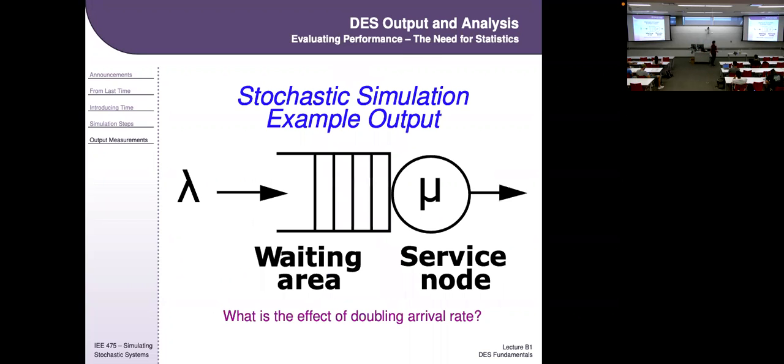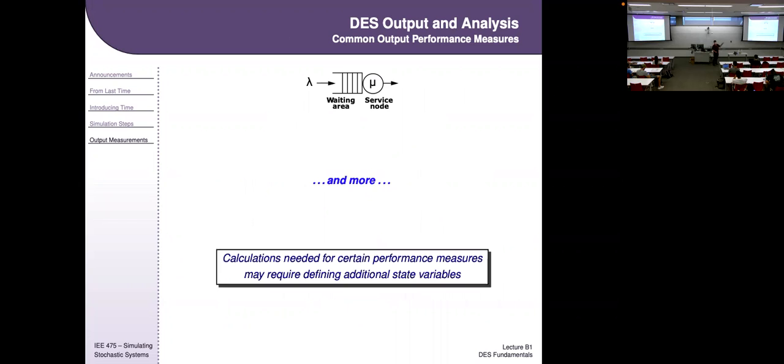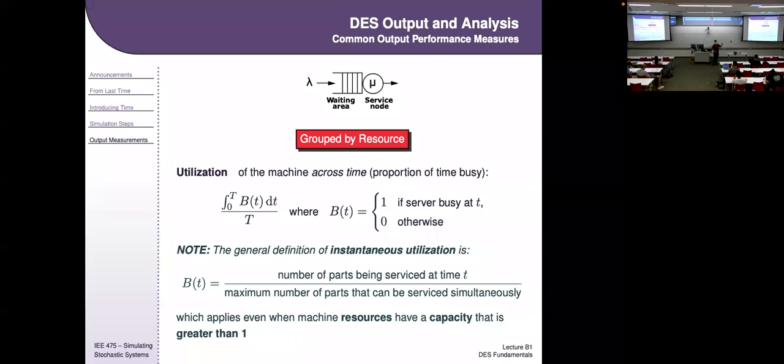All right, any questions about these output metrics, these definitions? Hopefully a lot of these will be terms you've seen before in quality classes or elsewhere. We're going to see them again, but instead of measuring them on real systems, we measure them on simulated systems to compare to real systems.